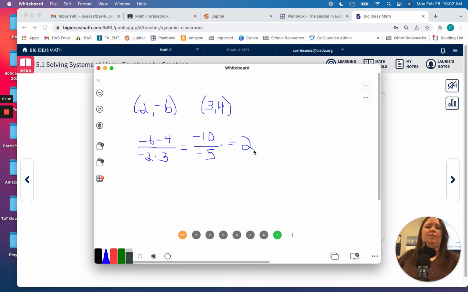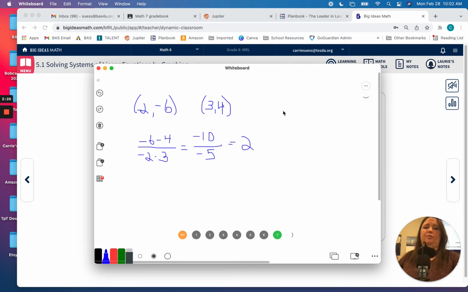Okay, so now we have our slope, but we still need to find our y-intercept, yes? Remember, y-intercept is when x equals 0. So first thing I'm going to do is see, are any of these points x equals 0? No, so then we have to solve it. So I just pick one of these points and plug them in for x and y. I'm going to pick the positive one.